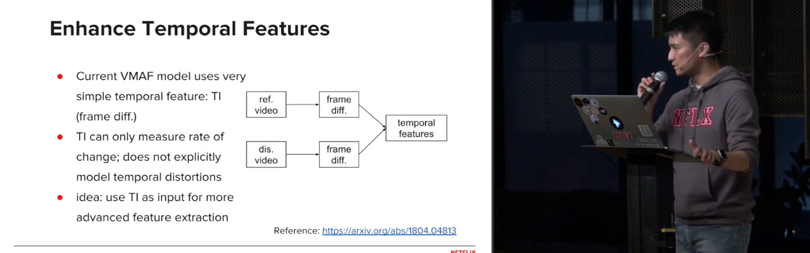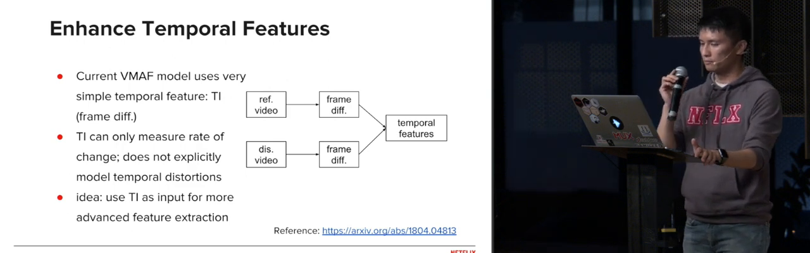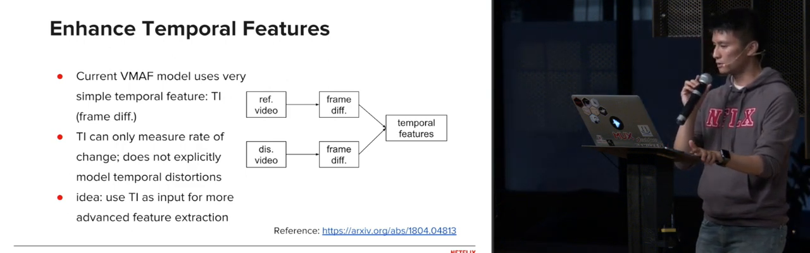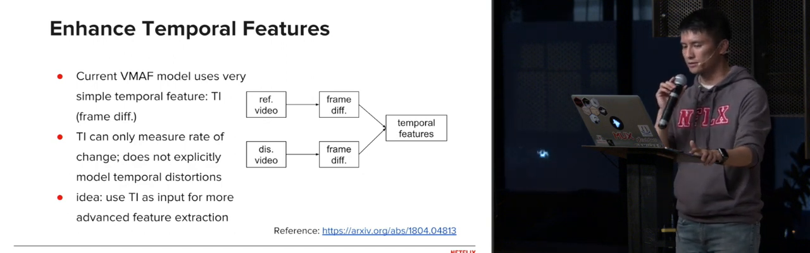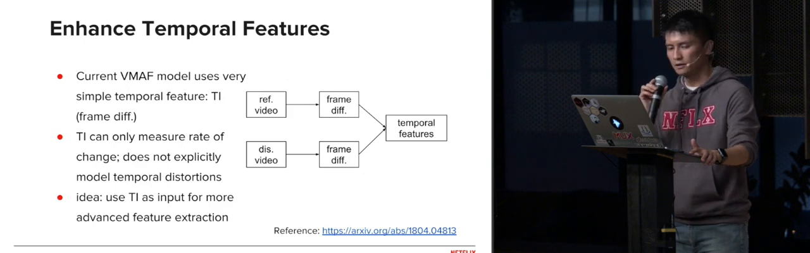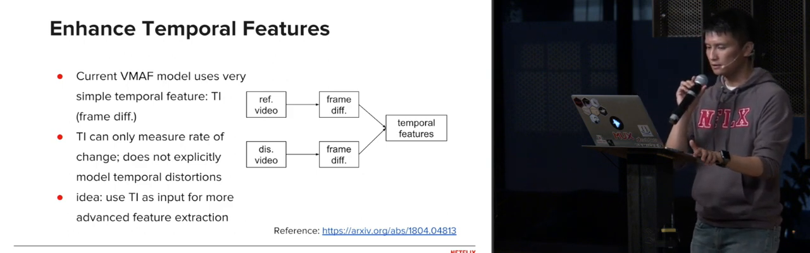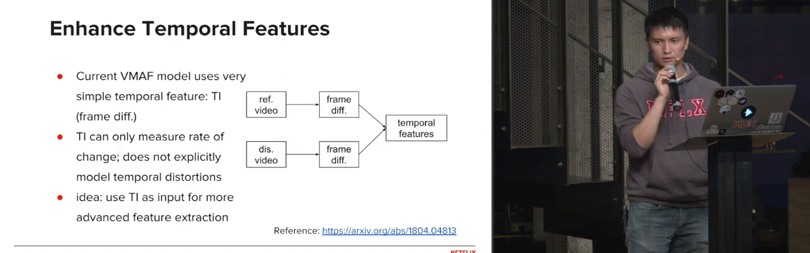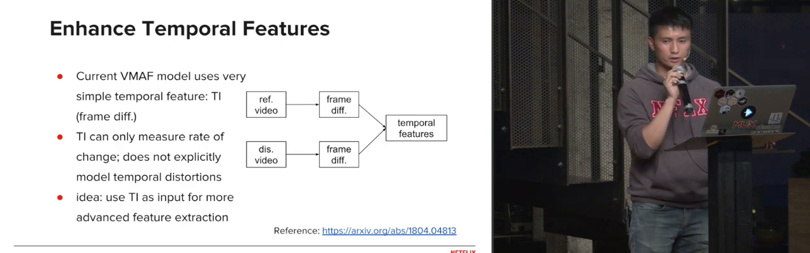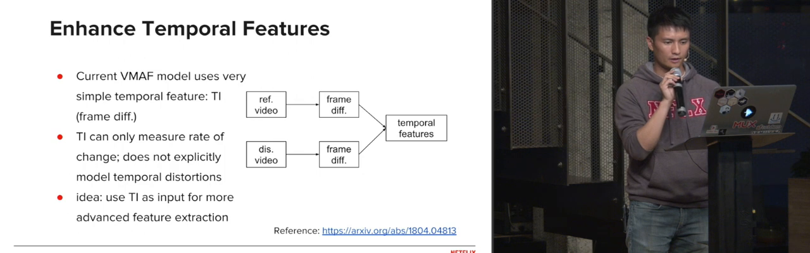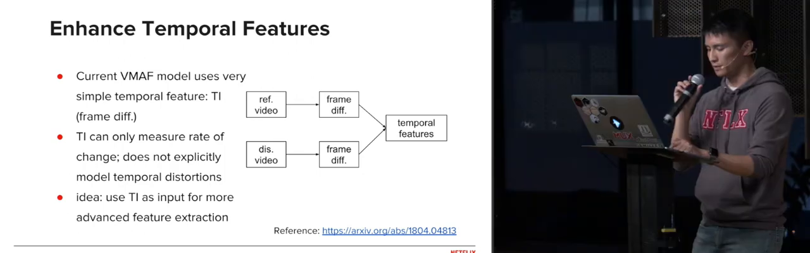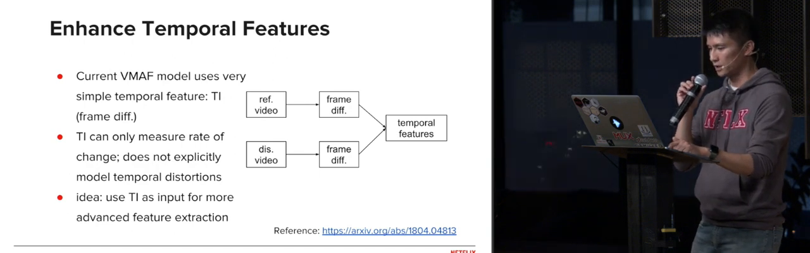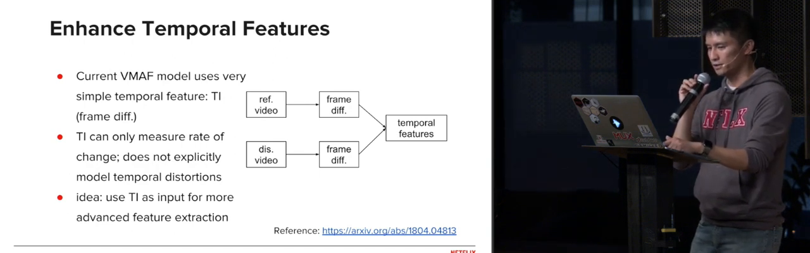The idea is very simple. We take this original frame difference signal, apply some more complicated temporal feature extraction based on that, and use that to replace the current frame diff one. We have results showing that it actually gives you better prediction power. And if you go to the link, we have a research paper put onto arXiv if you're interested in this.